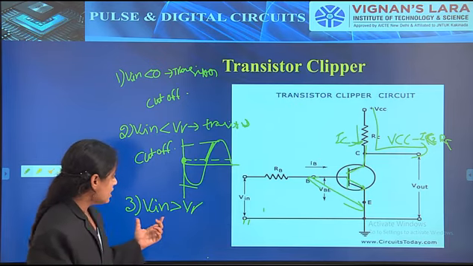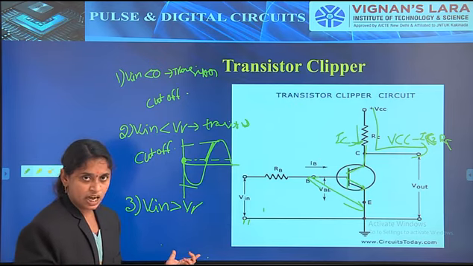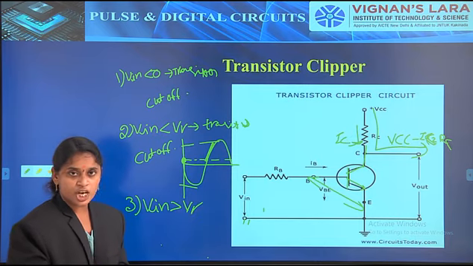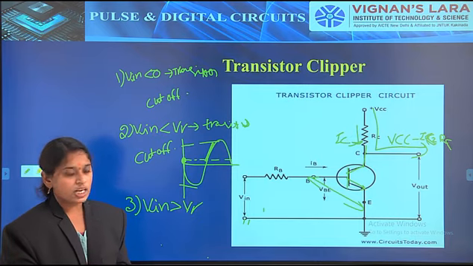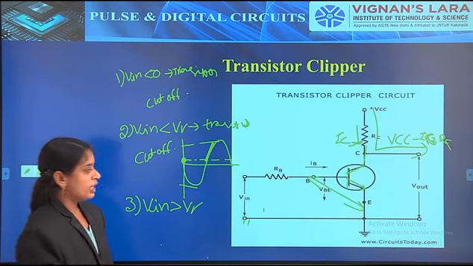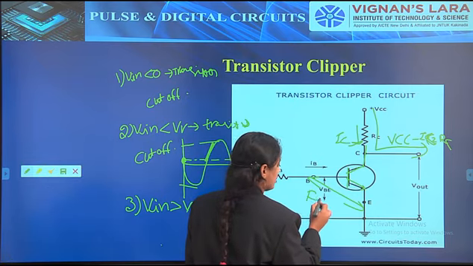So when V input is greater than V gamma, what is the condition of the base emitter junction? VBE will be forward bias.